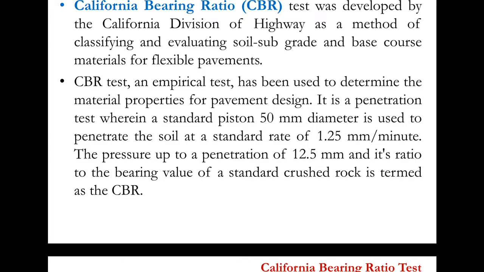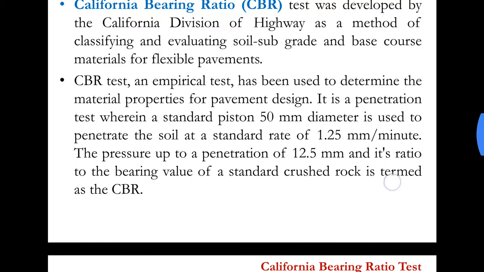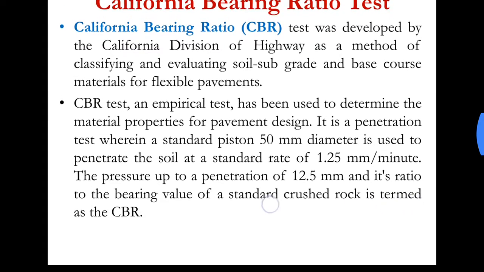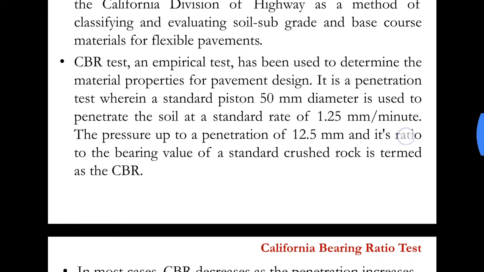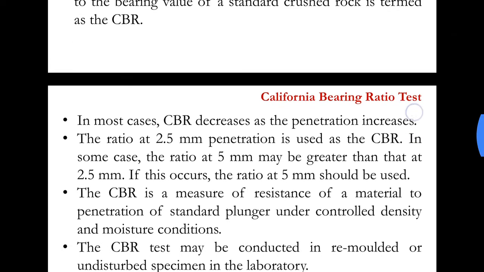And it is the ratio to the bearing value of the crushed rock in terms of CBR. So the load resisted at some particular penetration of soil divided by the standard resistance of that material. That is how we obtain the CBR.